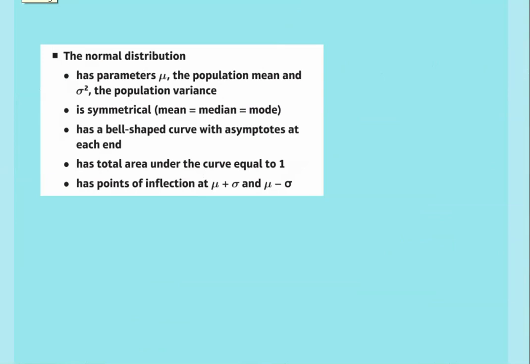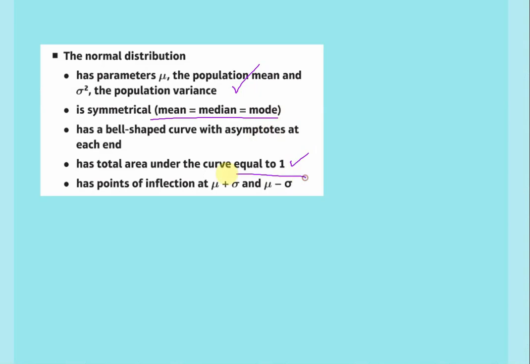So this is just out of your textbook. I've spoken about that, population mean, population variance. We said they're symmetrical. We said it's bell-shaped. Asymptotes at each end, like I did tell you that it does tend towards that axis. And I told you that one.